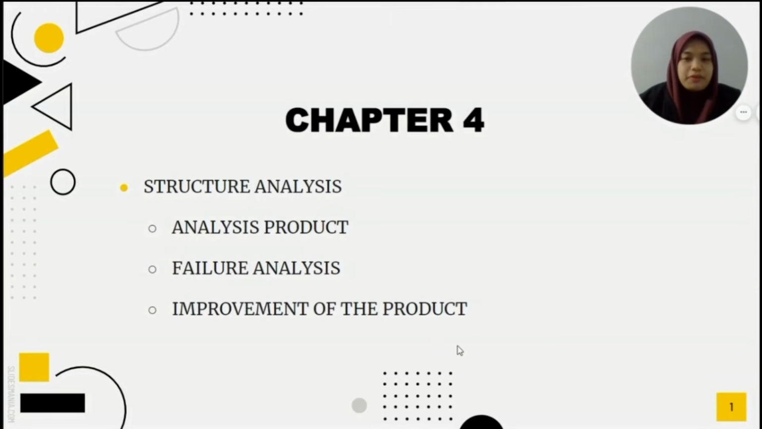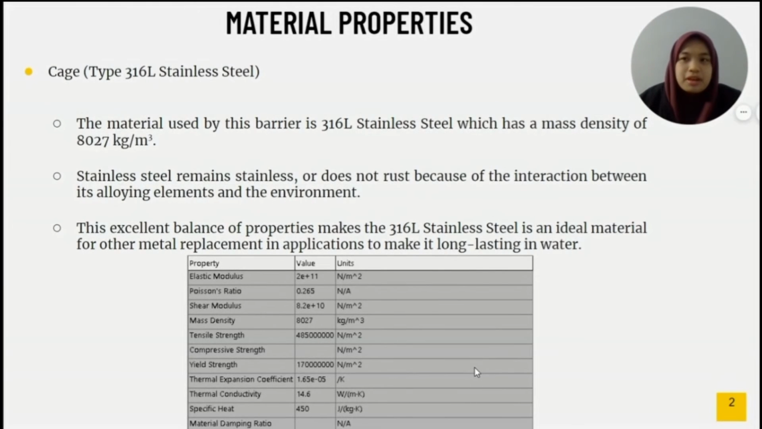I am Engineer Analysis. Material properties. For the cage, we choose the material type 316L stainless steel. The material used by this barrier is 316L stainless steel, which has a mass density of 8027 kg per meter cube. Stainless steel does not rust because of the interaction between its alloying elements and the environment. The excellent balance of properties makes 316L stainless steel the ideal material for metal replacement in applications, making it long-lasting in the water.